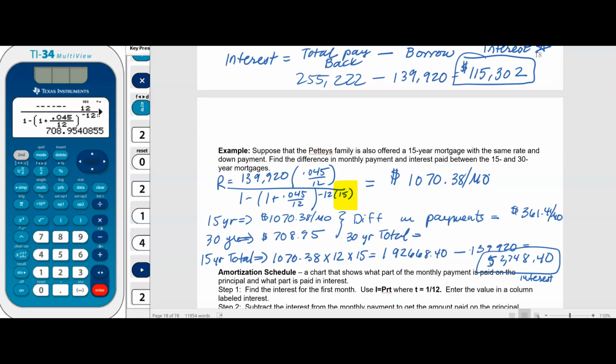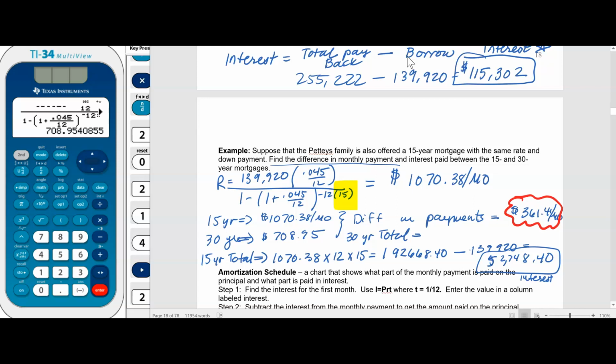Also keep in mind that some banks will offer loans that are between 15 and 30. So if the 15-year payment is too much, you could ask if they have a 20-year loan, and maybe that might be more reasonable. Just to make sure we answered the question, it says find the difference in monthly payment. The monthly payment difference we found, I'll go ahead and circle that in red, was $361.41. And then it says find the difference in the interest paid. So if we want to find the difference in interest, I'll go ahead and write that out.